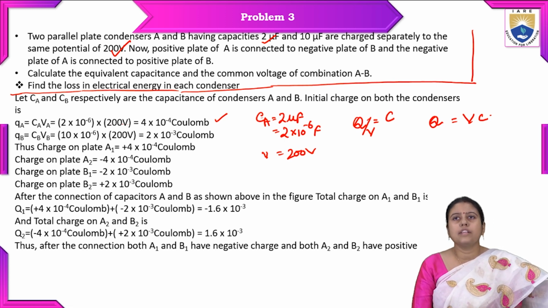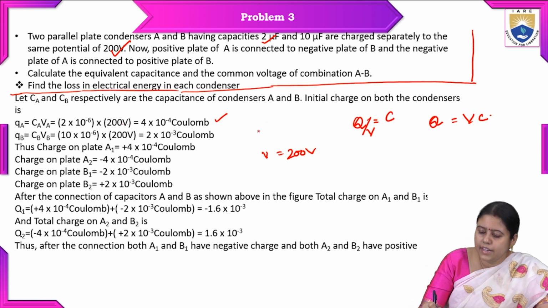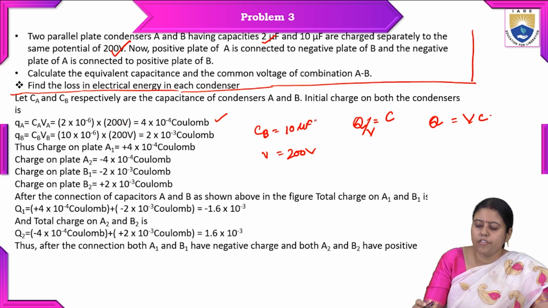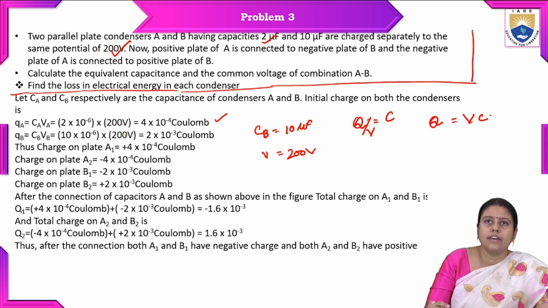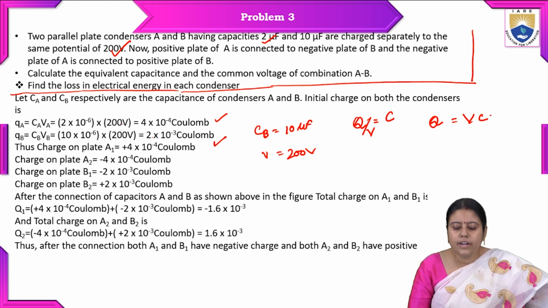Now we will move to the second case. What is the value of CB? The CB value is again given as 10 microfarad. So what is the charge? 10 into 10 to the power minus 6 into 200. So it is 2 into 10 to the power minus 3 coulomb. Now, what is the charge?